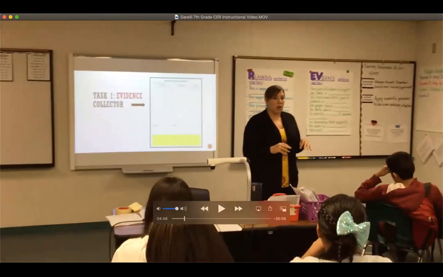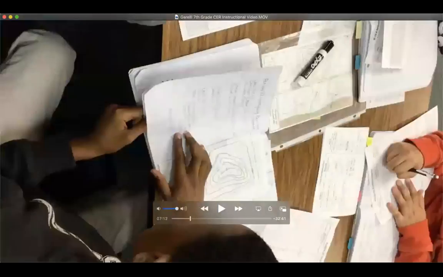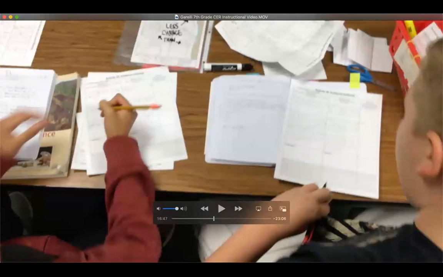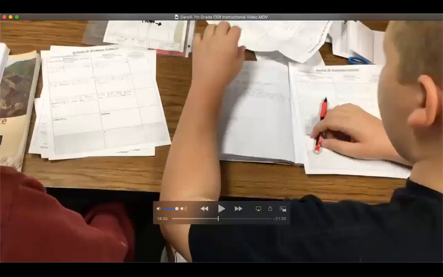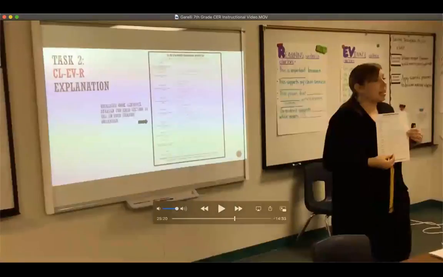Okay, and so that was just sort of how I set it up with the students. And then I want to fast forward so they work. And then they keep working. And then you know how it goes. Some kids are ready to move on to the next. You can see them working in their notebooks, filling in the evidence collector. There it is. And then let's keep going. Hold on, sorry. There it is.